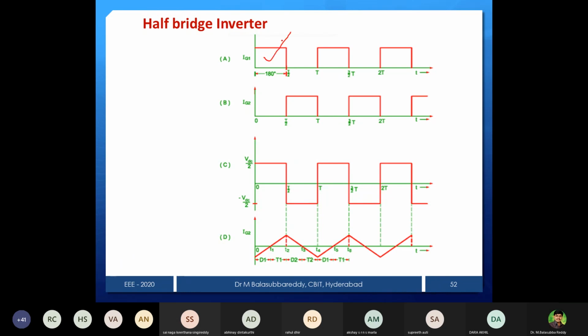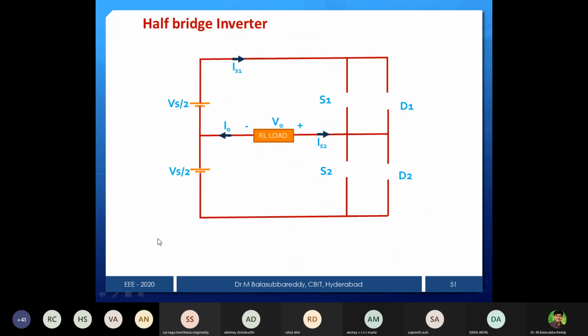And this is the firing pulse to Ig1 and the pulse to Ig2. Ensure that S1 and S2 should not fire at the same time. If a pulse is available for S1, S2 will be off. If the S2 pulse is available, S1 must be off, like that. So what will happen if I give a pulse to both S1 and S2 at the same time? The reason is straightforward. We can see here, these two are in the same leg. If S1 is conducting and also S2 is conducting, what will happen?